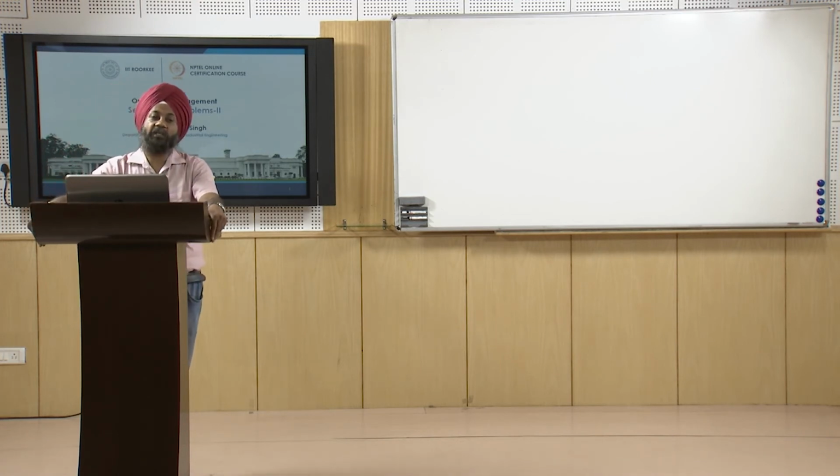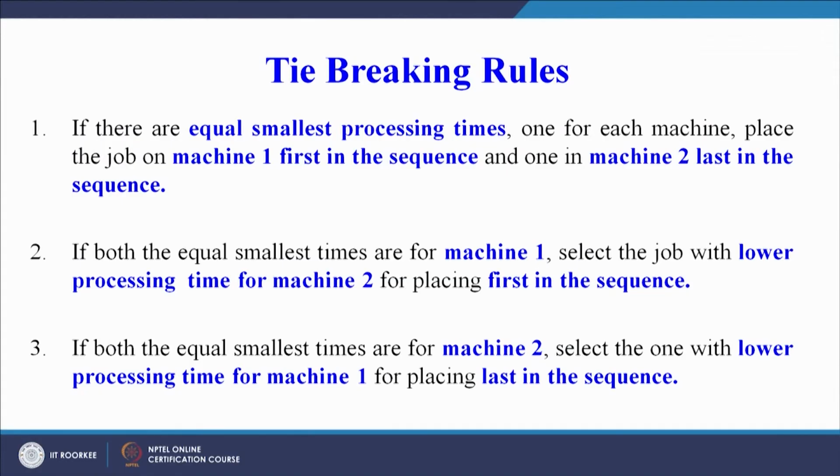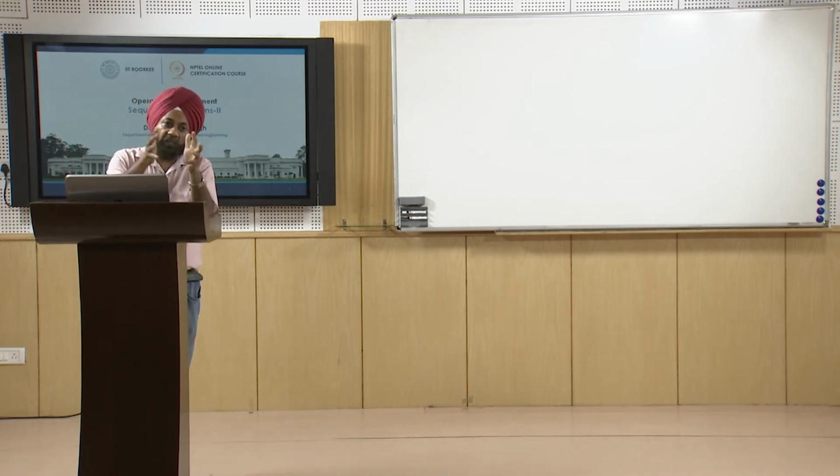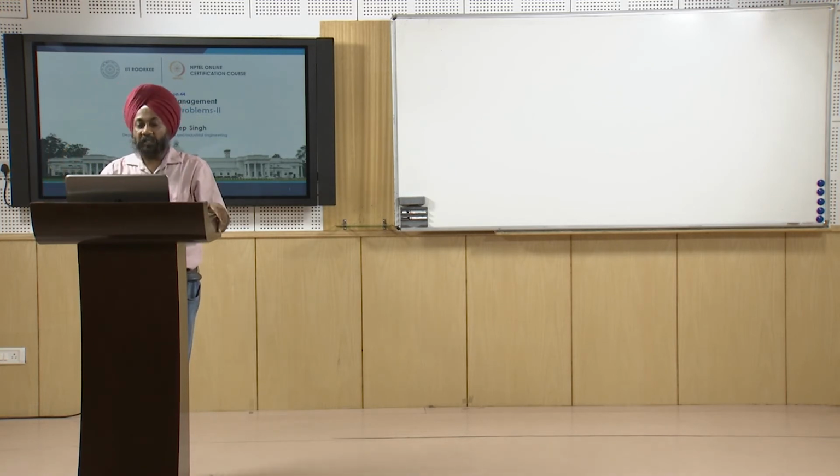Now the next tie breaking rule is that if both the equal smallest times are for machine 2, now again instead of column 1, both the minimum or shortest processing times that we find are in column 2 only. Now what we will do, we will see the corresponding processing times for machine 1 and select one with a lower processing time for machine 1. So again this is the reverse of point 2. We will see the shortest processing times are lying in column 2, that is for machine 2. We will see the corresponding values for machine 1, and in machine 1 whichever is giving us the minimum value we will sequence it at the end, that is in the last in the sequence.